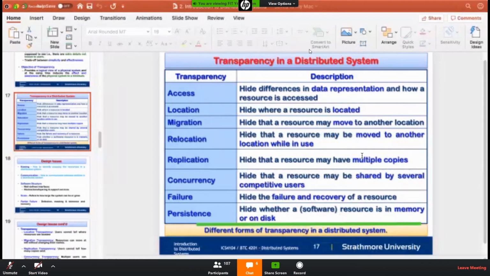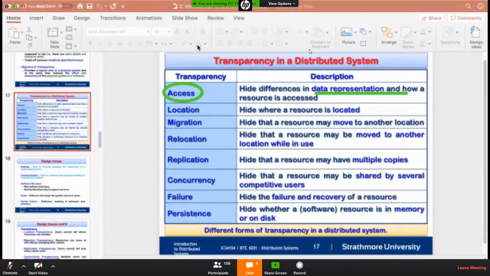This slide gives us examples of transparency. I mentioned only one, but I will repeat some of them. We have access transparency. Access transparency simply says hide differences in data representation and how the resources are accessed. From your second year, when you did computer organization, you know different computers represent data differently. Even if the computers represent the information differently, we can still communicate. You send me a message in the data representation that you had on your computer, but I will receive it in the format that is on my computer. So we have hidden those differences. Location, I have already explained that. We simply say hide where a resource is located.